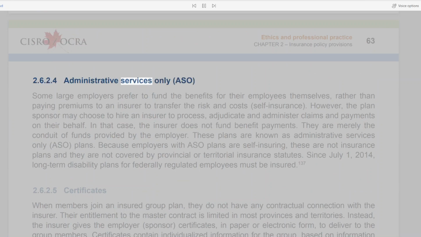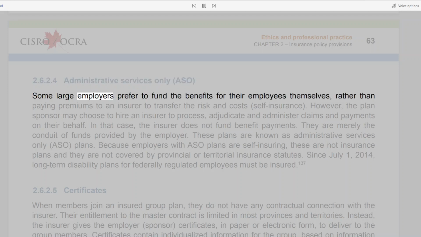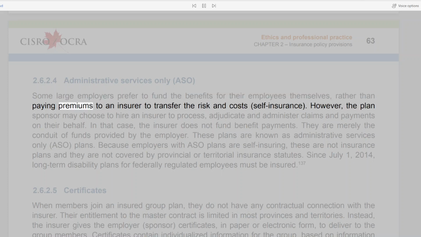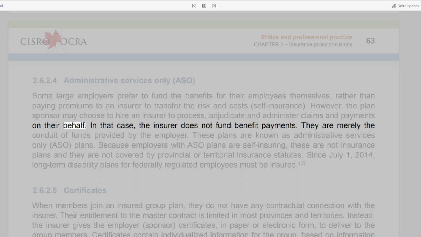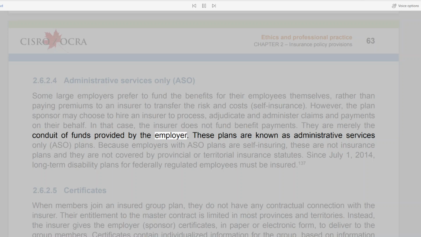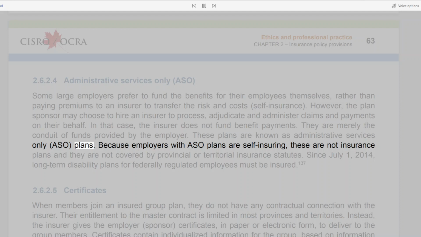2.6.2.4 Administrative services only, ASO. Some large employers prefer to fund the benefits for their employees themselves, rather than paying premiums to an insurer to transfer the risk and costs, self-insurance. However, the plan sponsor may choose to hire an insurer to process, adjudicate, and administer claims and payments on their behalf. In that case, the insurer does not fund benefit payments. They are merely the conduit of funds provided by the employer. These plans are known as Administrative Services Only (ASO) plans.